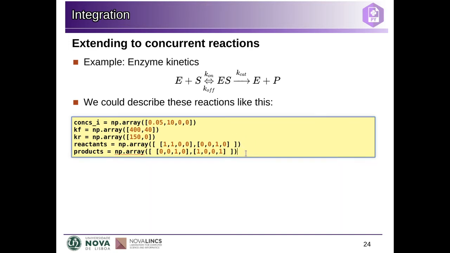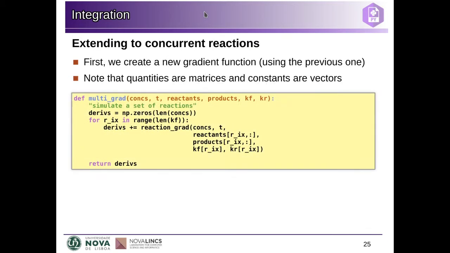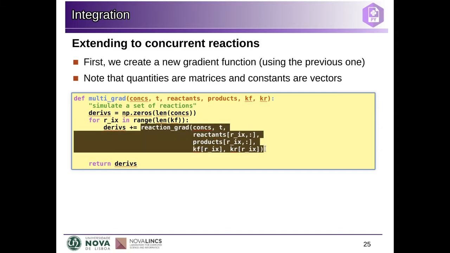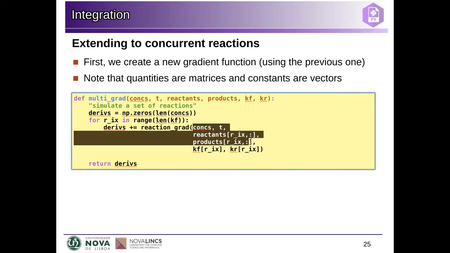But now we need some function that can take this and compute the derivatives. We're going to make use of the previous function, the reaction gradient, that could compute the derivative for a single reaction. What we're going to do is start the derivatives at 0, and then go through all the reactions. For example, we can take the length of one of these vectors, or the shape of these matrices. It's all the same because they should all have compatible dimensions. We're going to loop through all the reactions, and for each reaction we use the reaction gradient function we had before to compute the derivatives for that reaction.